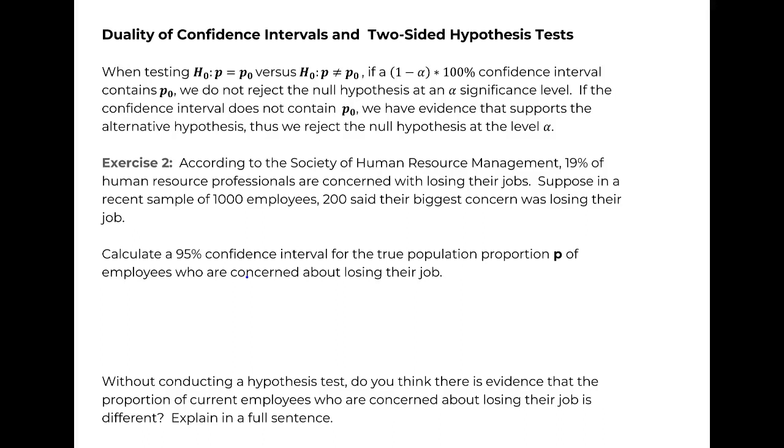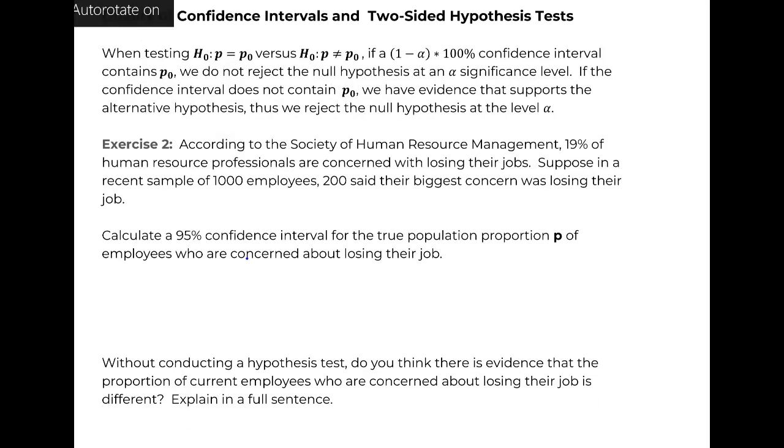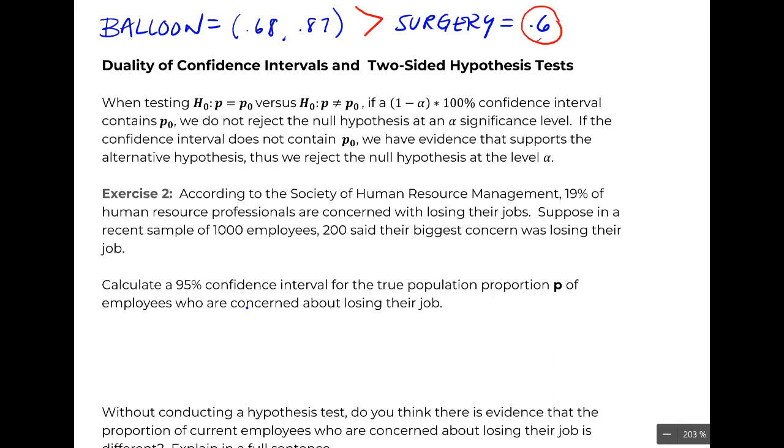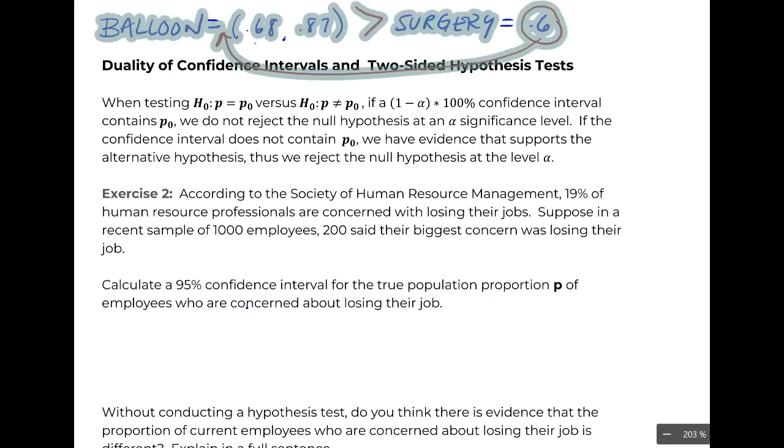All right, so the next topic is the duality between confidence intervals and hypothesis tests. And this is basically going back to that example we had before with the balloon technique versus the surgery, right? We made a confidence interval for the balloon of 68 to about, I think, 87% success. And we knew that surgery had a success rate of 60%, right? And so we were able to say, okay, we know that the balloon is better than surgery because surgery's success rate is below all the possible success rates for the balloon technique. So that same idea is what we're seeing here in this section.